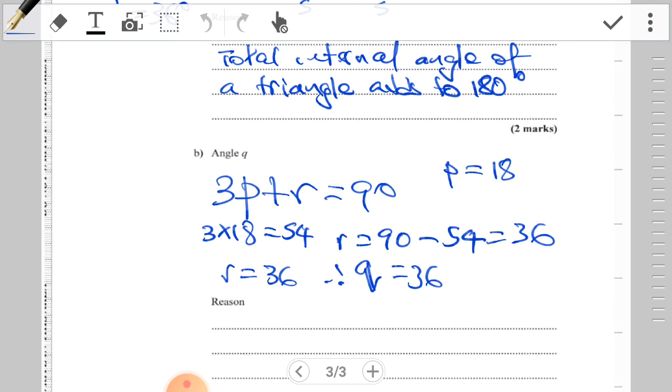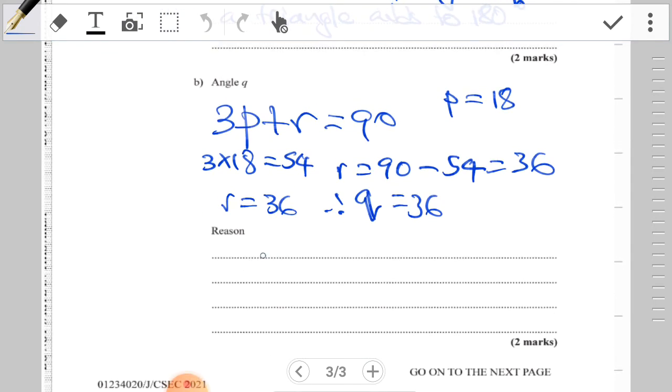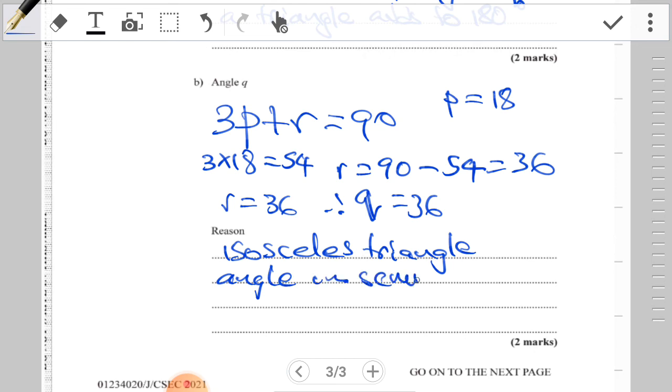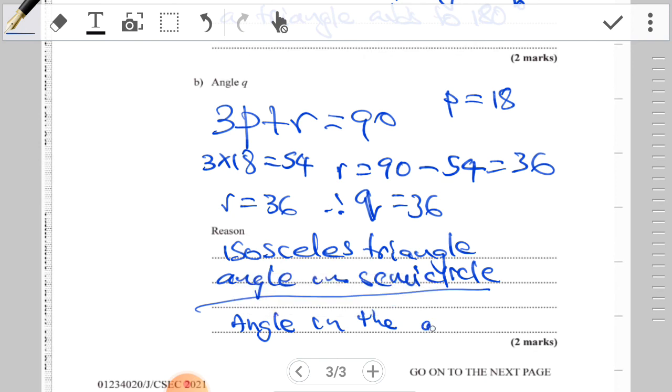We get Q to be 36, as well as we could use the isosceles as the reason that we used there. The isosceles triangle was what we used there, along with the semicircle, angle in the semicircle. We also use angle in the semicircle to help us, as well as somebody else just look and realize that, hey, why not use angle in the same segment, right?